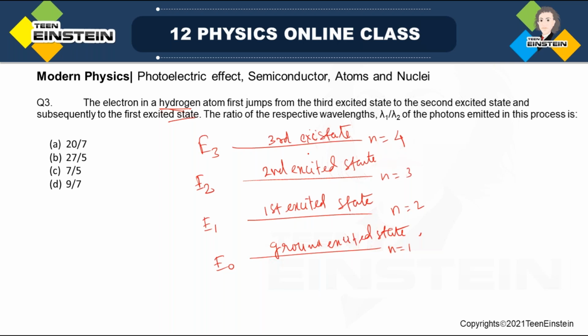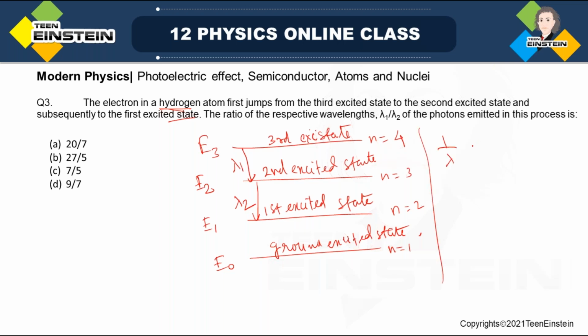So here the question is that the electron in a hydrogen atom first jumps from the third excited state to the second one. So this is 1, and this corresponding wavelength is lambda 1, because the excess energy will be released as a photon. And subsequently it is de-excited to the first excited state, that is n equal to 2, and this corresponding radiation has wavelength lambda 2. So we have to find the ratio of that.